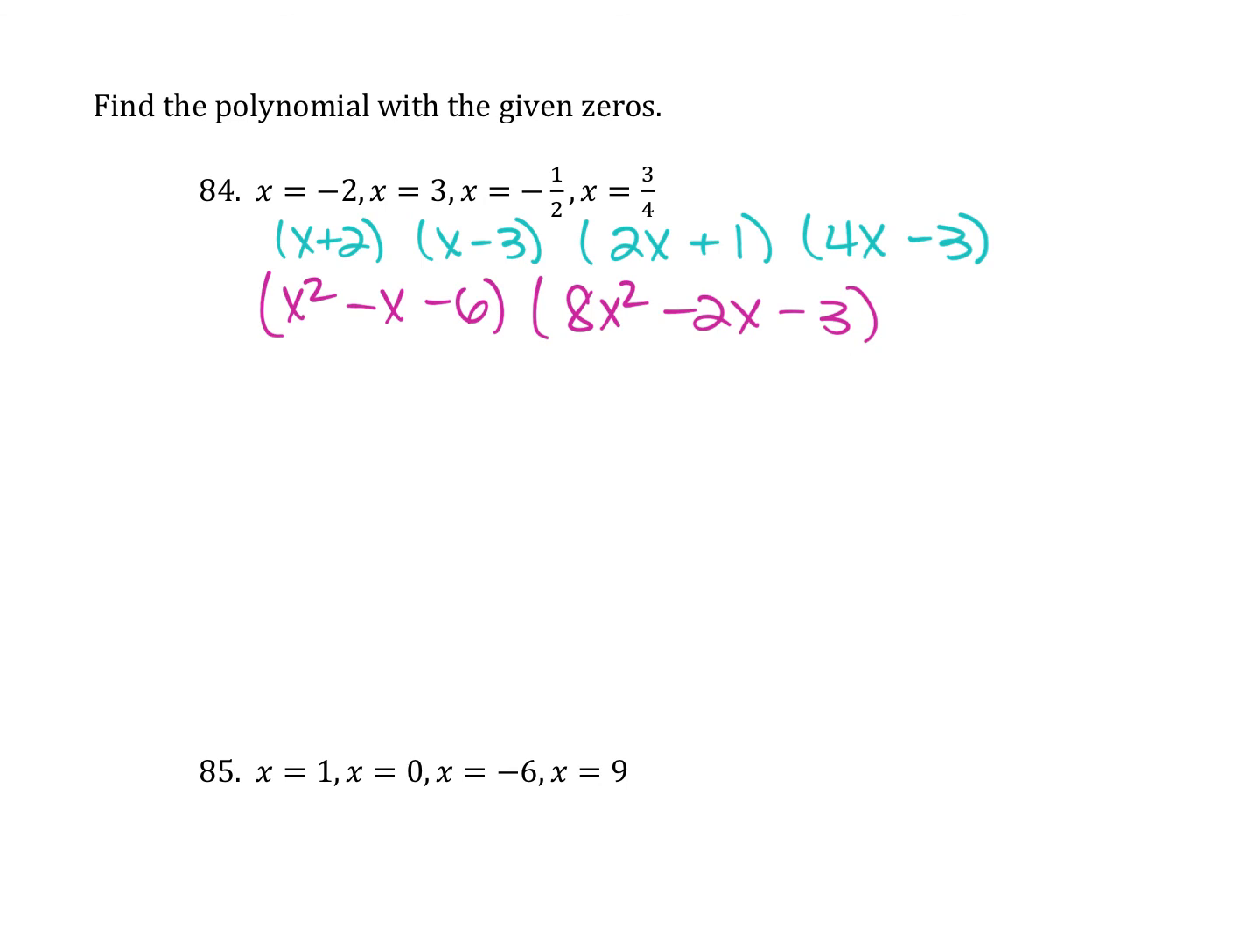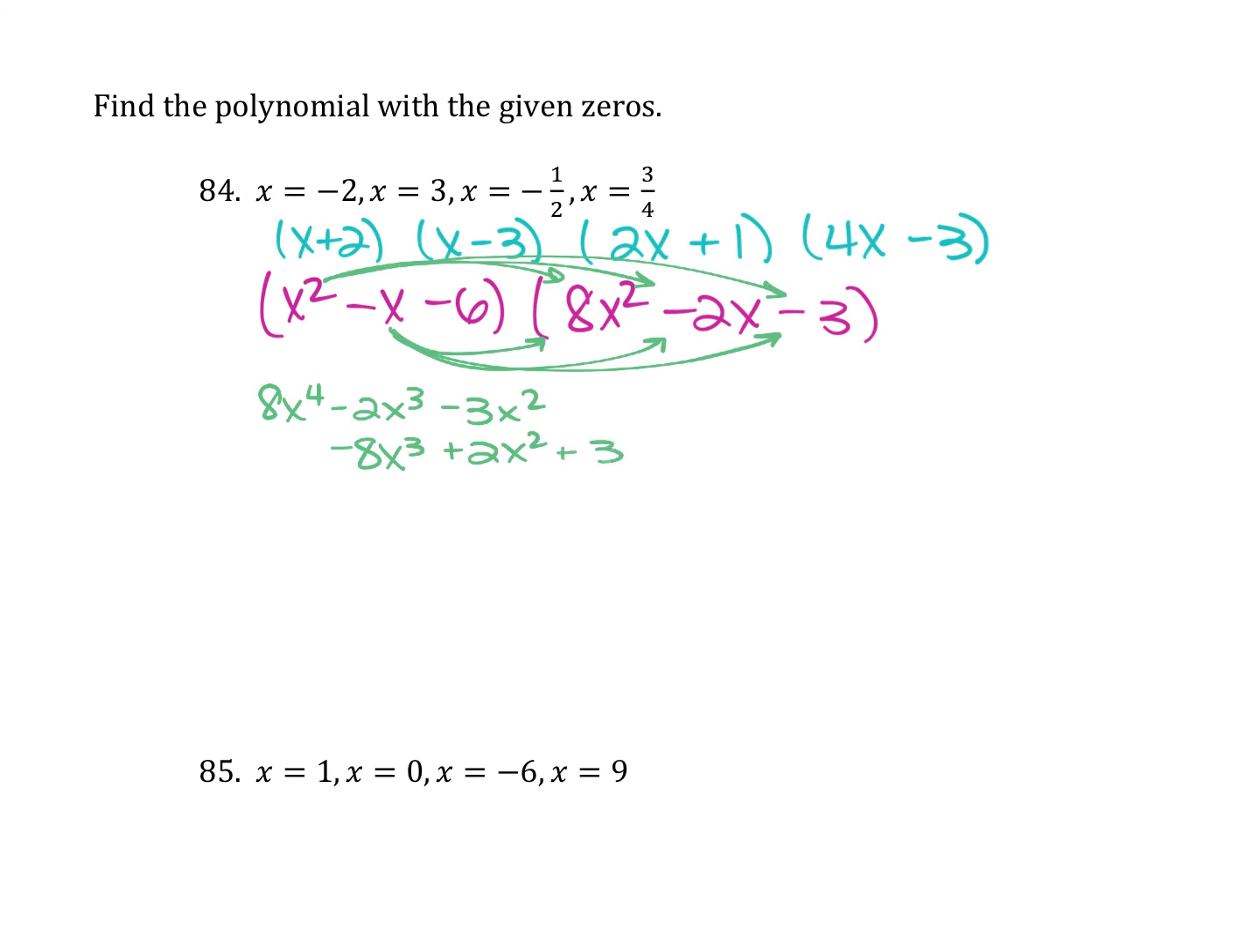So from here, we're just going to multiply it out. So x squared times 8x squared is 8x to the 4th power. X squared times negative 2x is negative 2x cubed. X squared times negative 3 is negative 3x squared. Then the negative x times 8x squared is negative 8x cubed. Negative x times negative 2x is positive 2x squared. Negative x times negative 3 is positive 3x. Then the negative 6 times 8x squared is negative 48x squared. Then the negative 6 times negative 2x is positive 12x. Negative 6 times negative 3, positive 18.